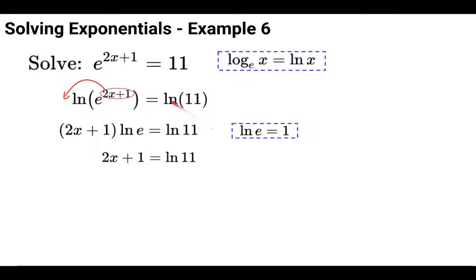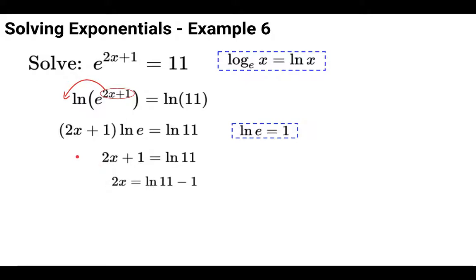Now just a note, I could have actually gotten here without having to perform all of these steps. I could have taken this exponential equation and converted it straight into logarithmic form. Since this is a log with base e of 11 equals 2x plus 1, you could have jumped right down here as well. Either way works.